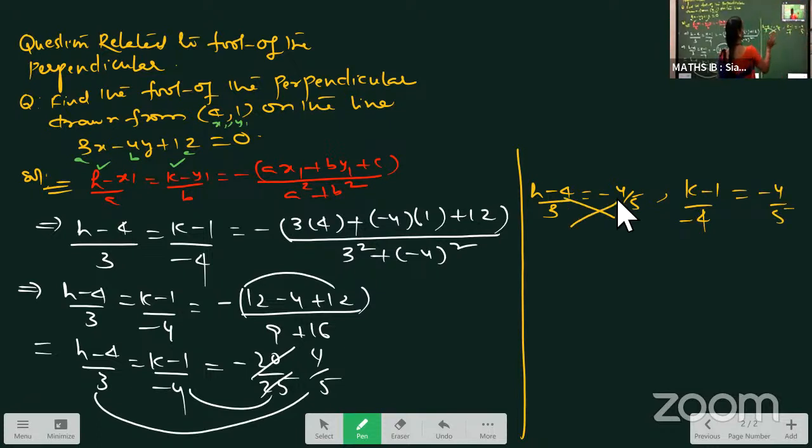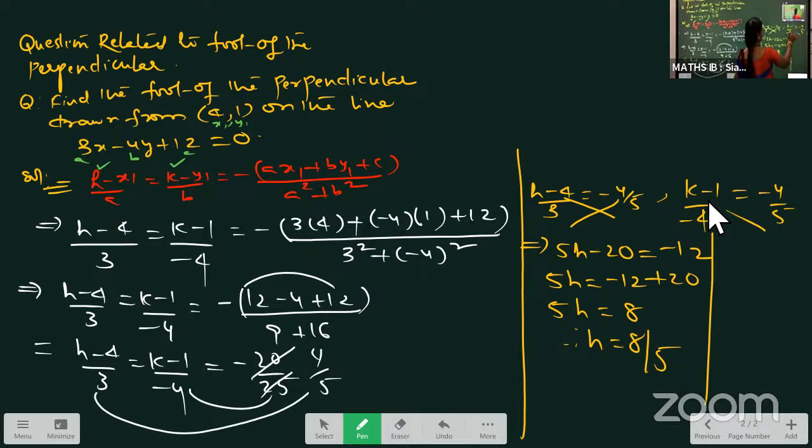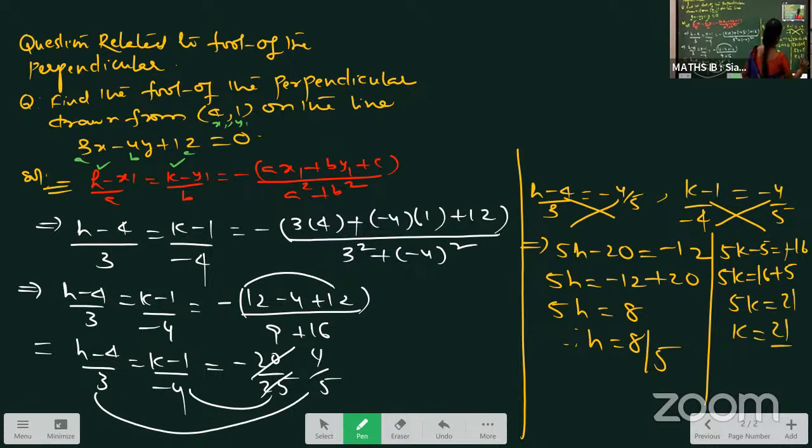Do the cross multiplication like this. Then 5h minus 20 is equal to minus 12. Then 5h is equal to minus 12 plus 20, so 5h is equal to 8. Therefore, h is equal to 8 by 5. And coming to this, do the cross multiplication. 5k minus 5 is equal to 16, minus into minus is plus 16. So 5k is equal to 16 plus 5, 5k is equal to 21. k is equal to 21 by 5. Therefore, (h, k) is equal to (8 by 5, 21 by 5), that is your answer.